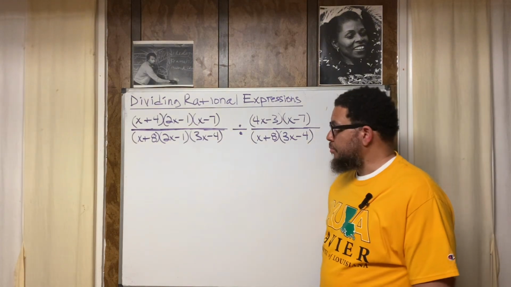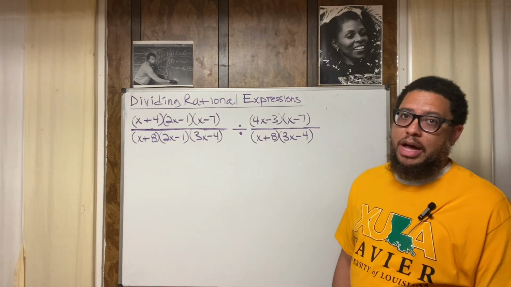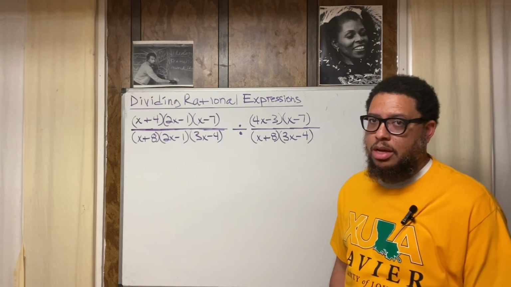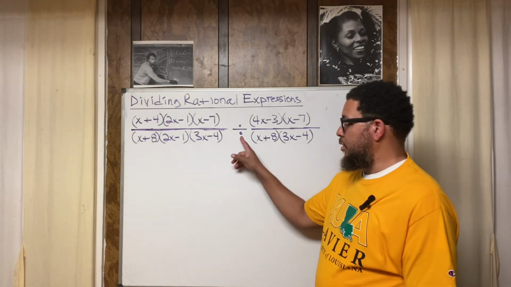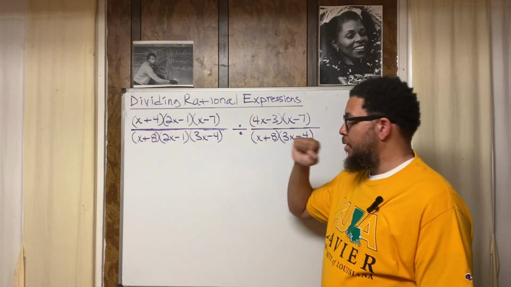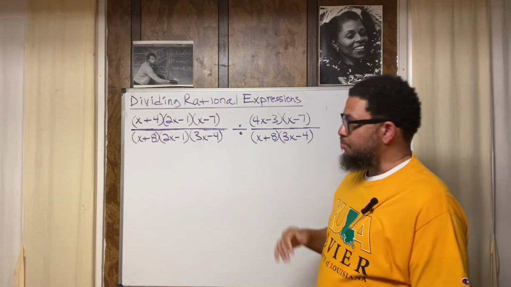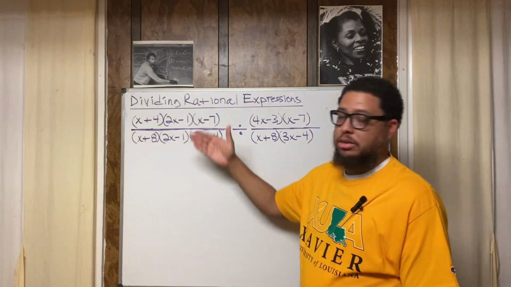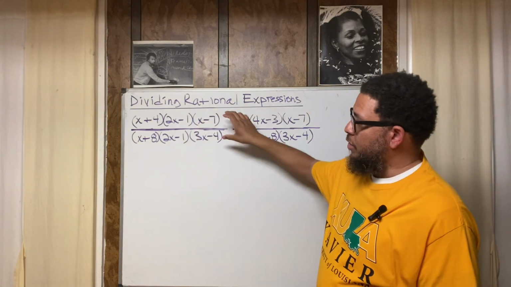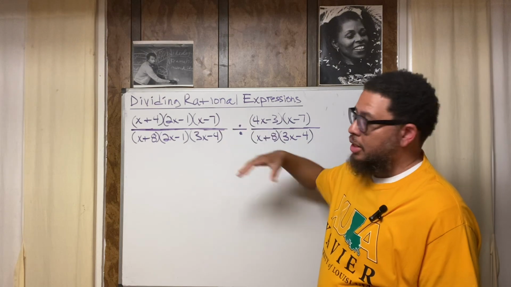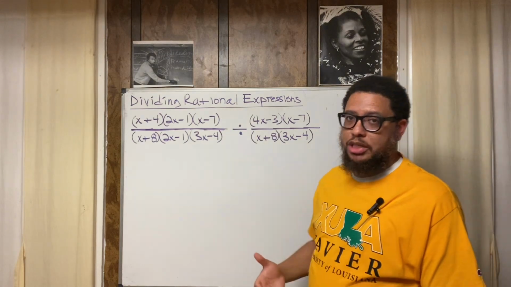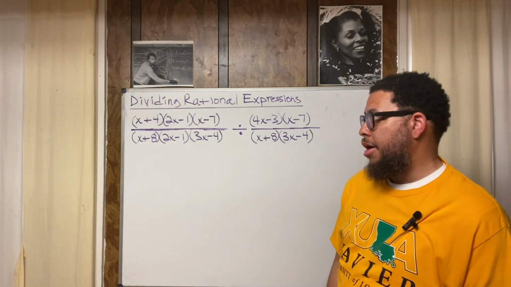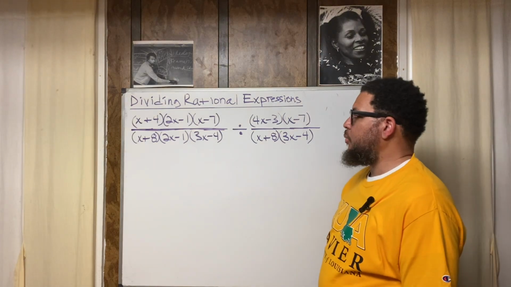All right, now let's get into this problem. Today we are dividing rational expressions. We're dividing because you see the division sign right there, right? What makes these expressions rational? The fact that they're set up like fractions, right? That's one way to look at it. So if you have an expression that's set up like a fraction, that's also known as a rational expression. All right. Now, how do we do this?